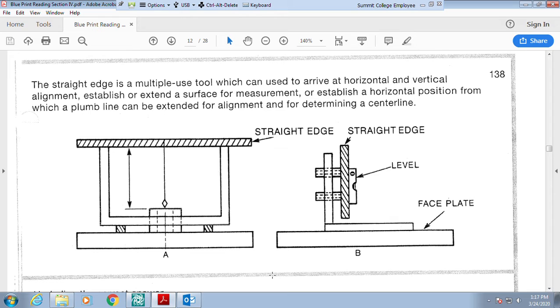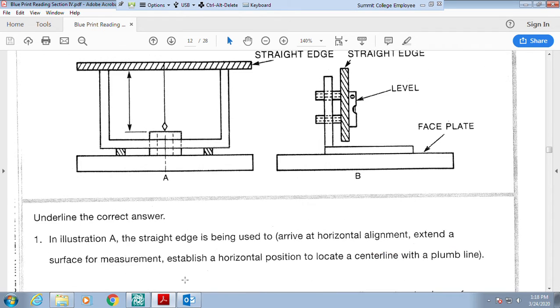We can extend the surface for measurement, meaning I may need to make sure something is so big. I can also put a plumb bob on it, okay? And it helps me determine the center. So when they're asking here in this illustration A, which is the one on the left, how is the straight edge being used? Okay, well, this here is shown as a plumb bob. A plumb bob really is a line that looks like it has a little copper or bronze top on it. Okay, and it allows us to make sure that we can find the center of things.